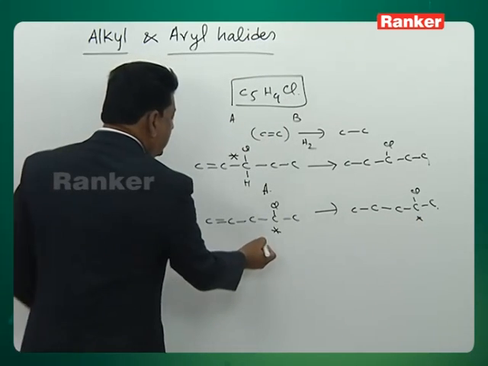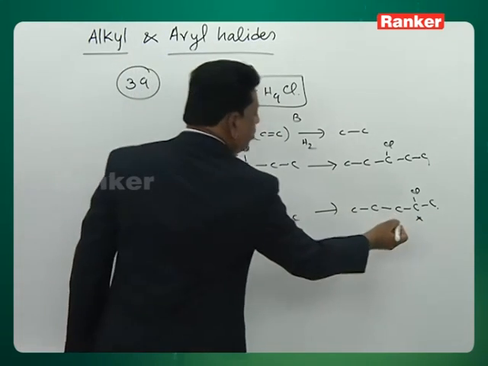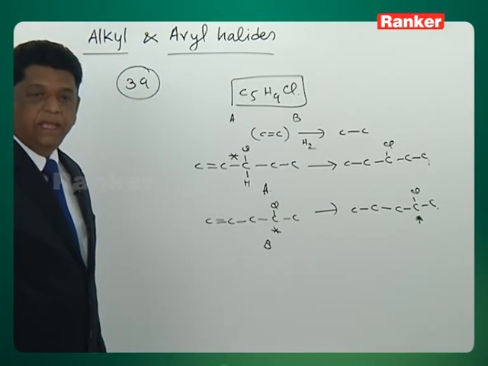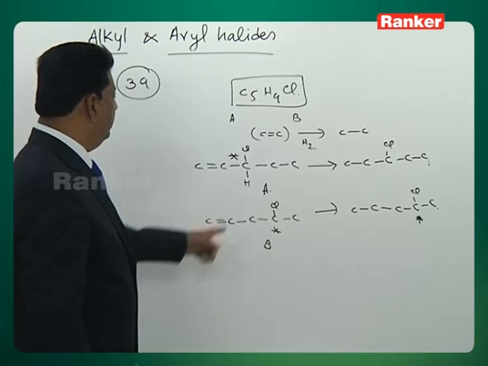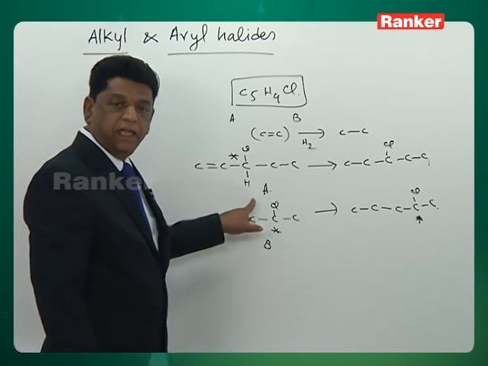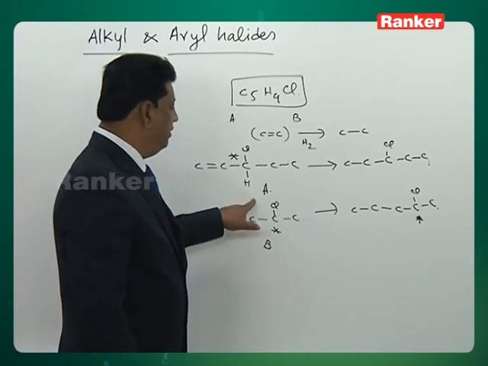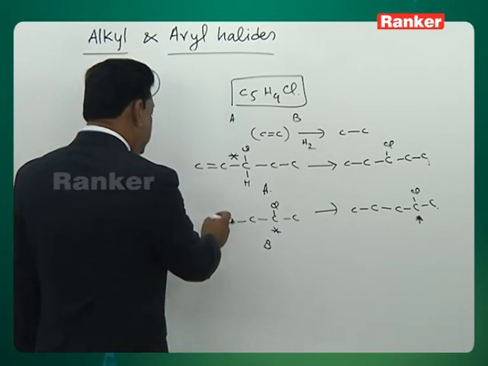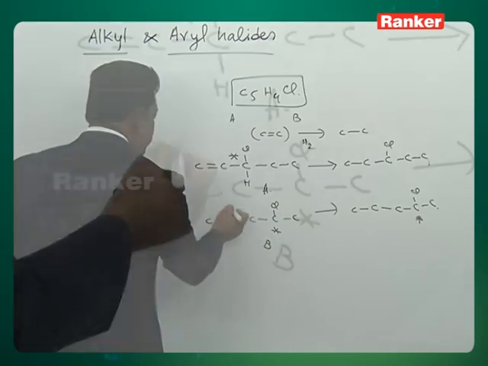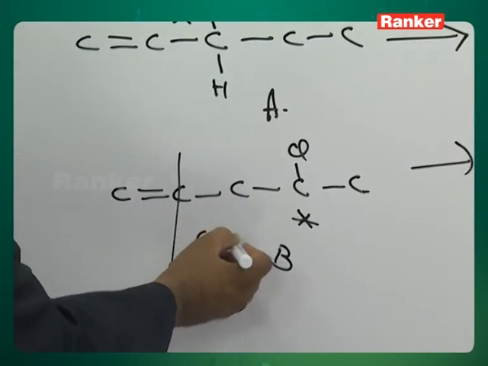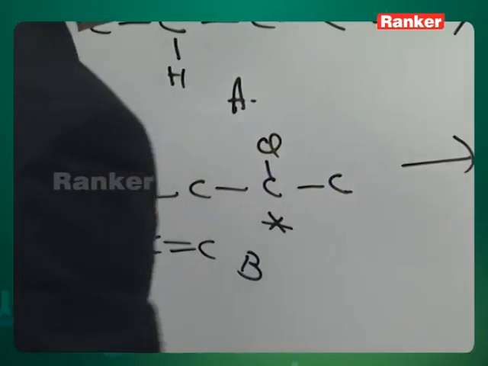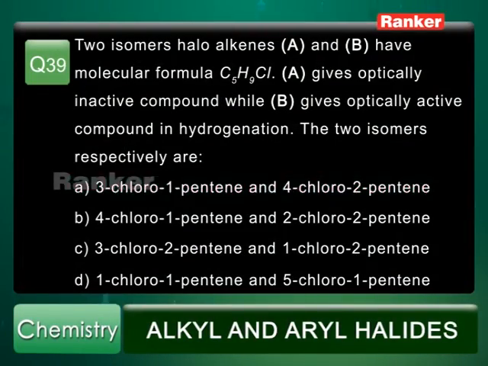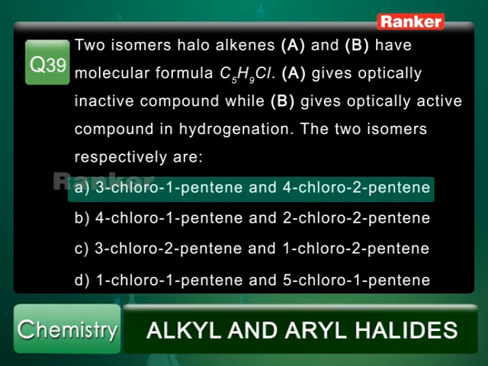B is originally optically active. After reduction also you have an optically active center. So therefore the answer: A is 3-chloro-1-pentene, and B is 4-chloro-2-pentene. It can be the double bond here or it can be here. So either way it is okay, it makes no difference. The double bond is converted. So in both cases that is option A. Answer A is the right answer.